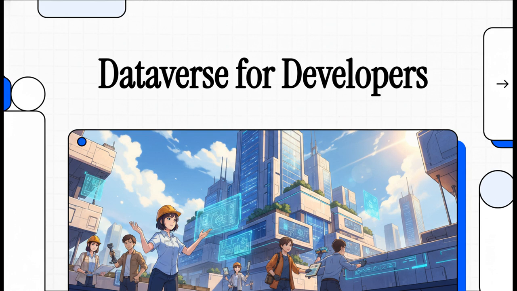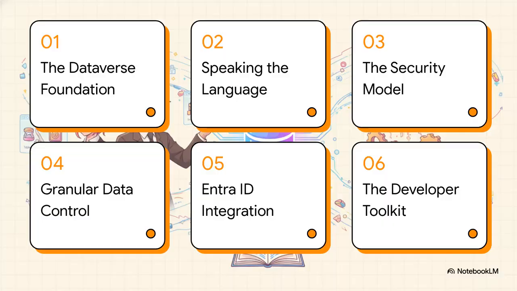We're going to look at how you can construct custom, enterprise-grade logic right on top of this massive platform, using all the precise tools and blueprints that Microsoft provides. Here is our blueprint for this explainer. We'll cover the Dataverse foundation, translate some maker jargon into developer terms, and dig into the security model and granular data control. After that, we'll see how Entra ID automates access, and finally, we'll open up the developer toolkit.